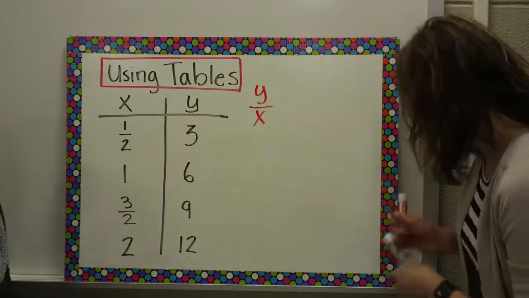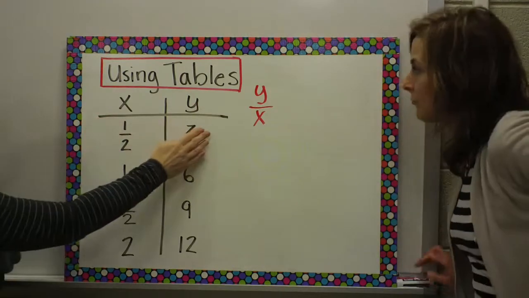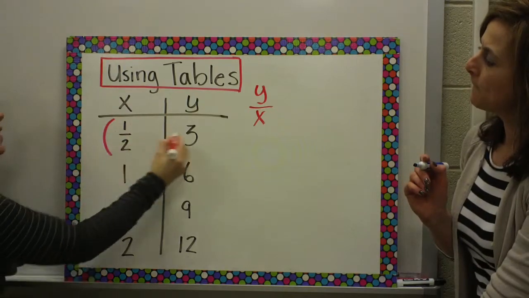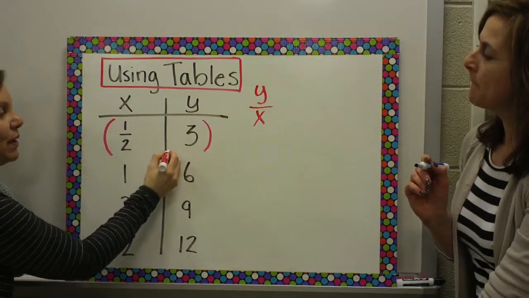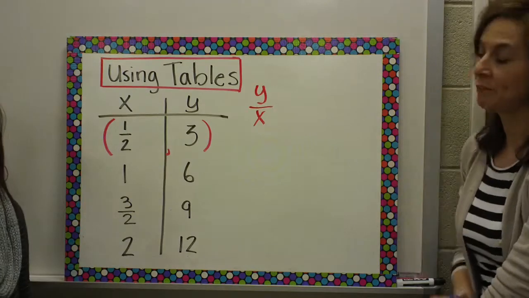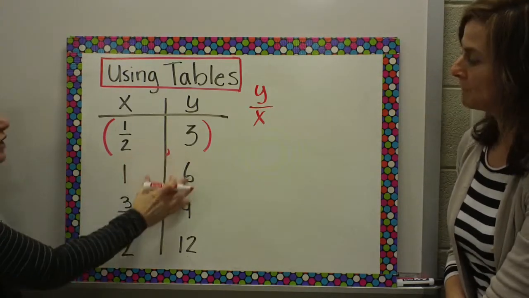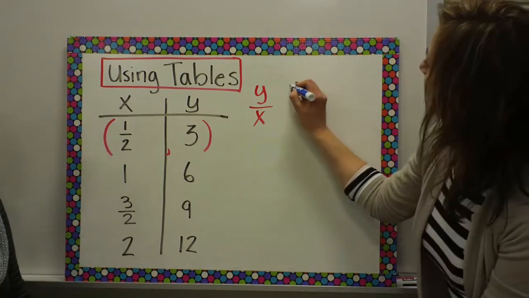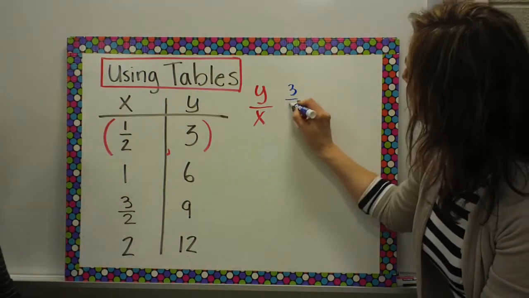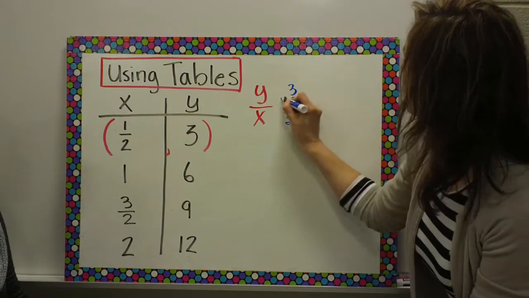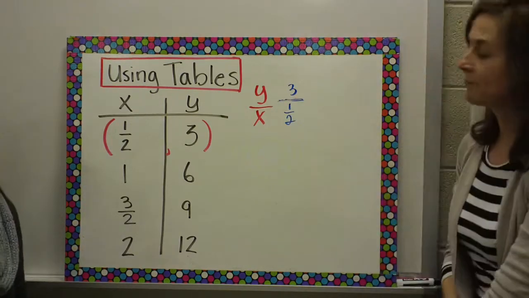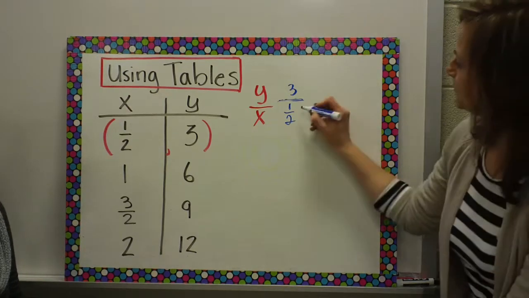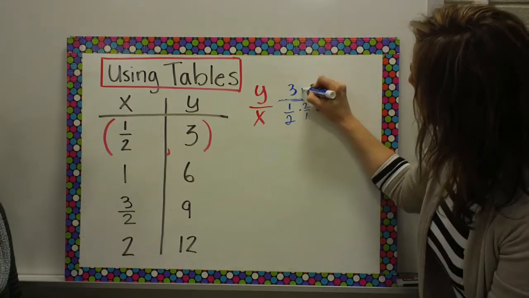The way the tables are set up, you're going to have your x first and your y second. So you can think in your head, this is just like an ordered pair if I would put in the parentheses and the comma. So we need to take each of these and simplify and see if they are the same. So we'll write the first one, 3 over 1/2. Remember, if we have a complex fraction and we're simplifying, we're going to be multiplying by the reciprocal. So 2/1.